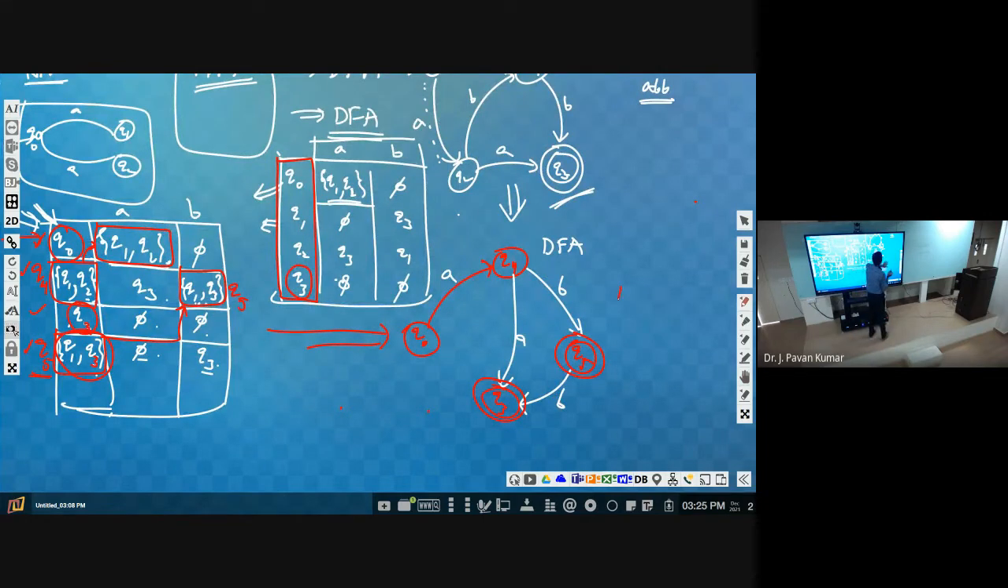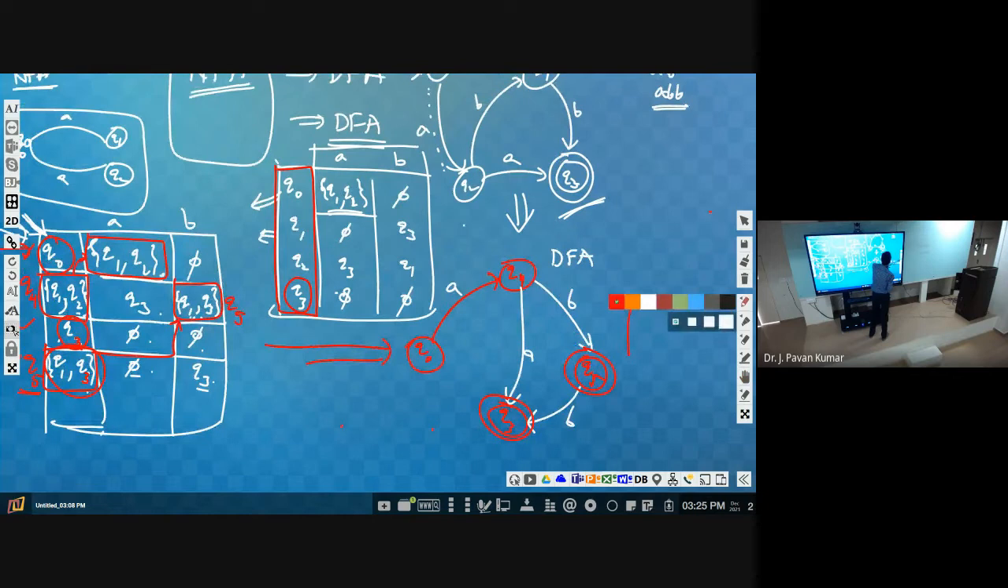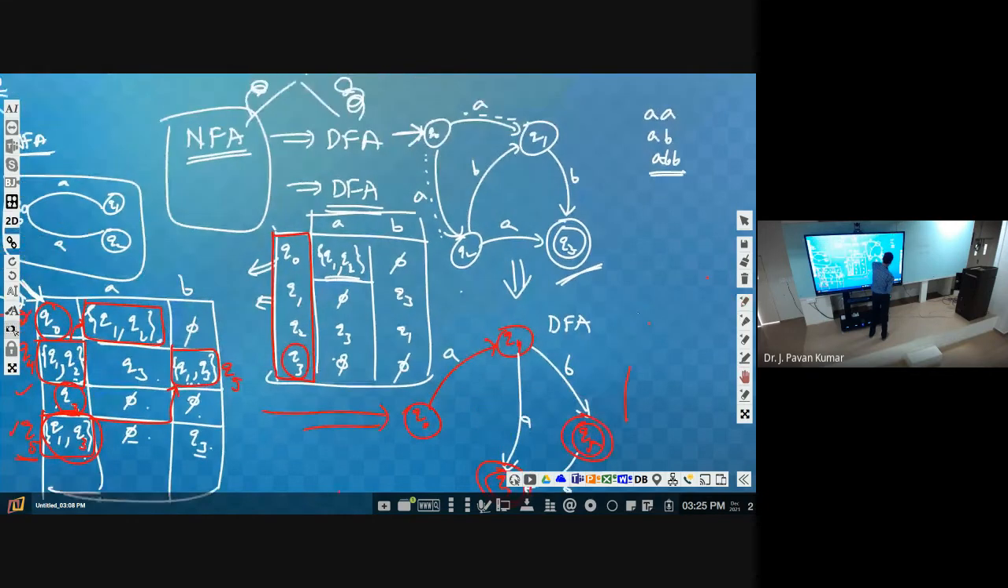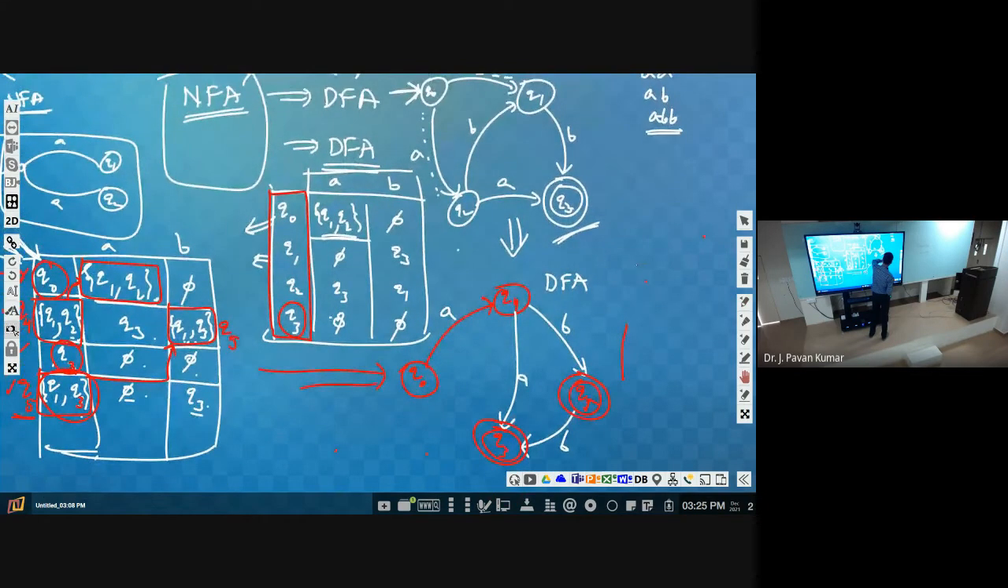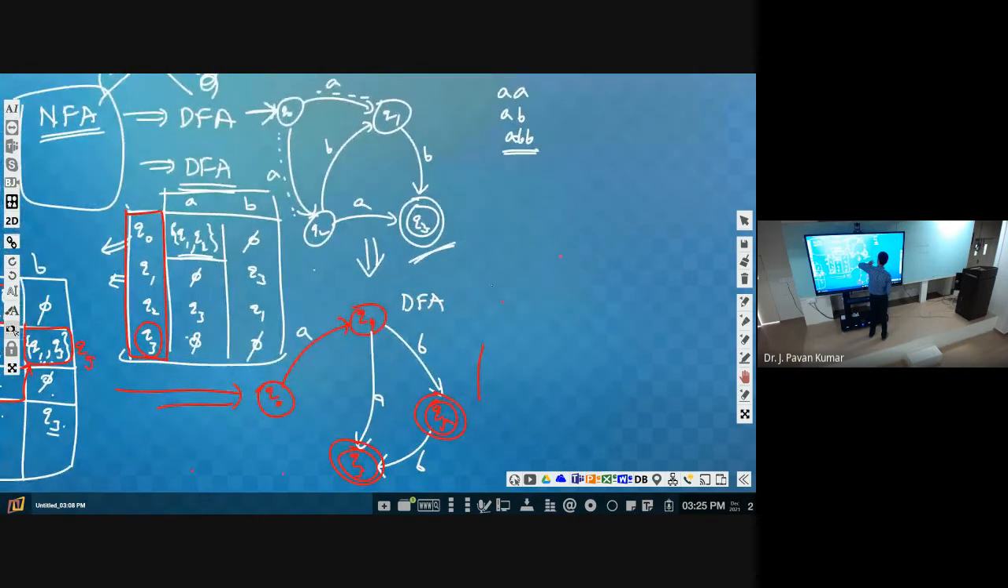Now let us try to check these strings, that is A, AA. So AA, are we reaching a final state or not? AA, it is a final state, so it is being accepted. Next AB, it is reaching a final state too, so it is accepted. Next ABB means Q0 to Q4, Q4 to Q5, Q5 to Q3. So it is also being accepted.